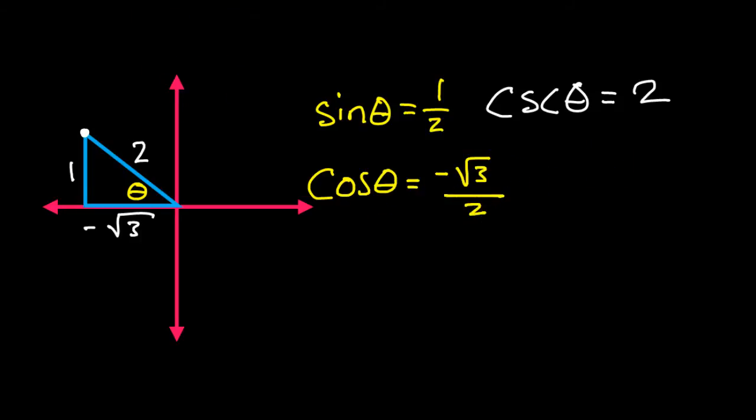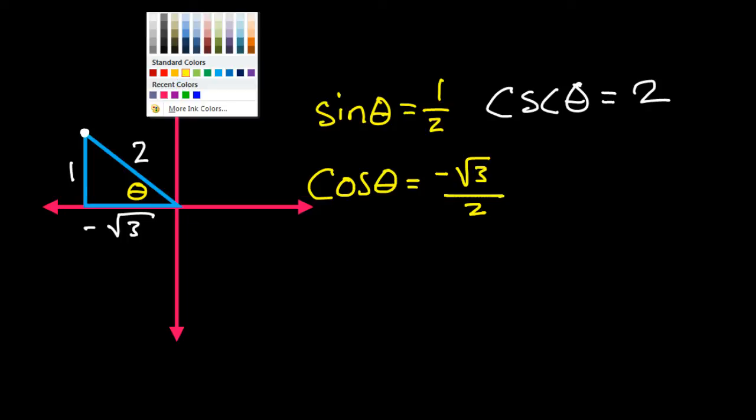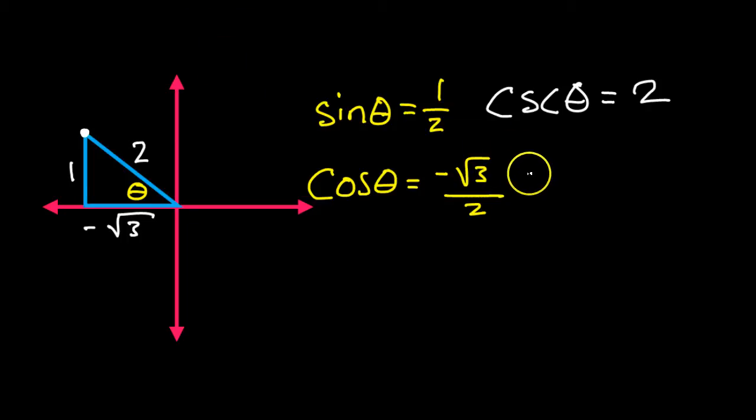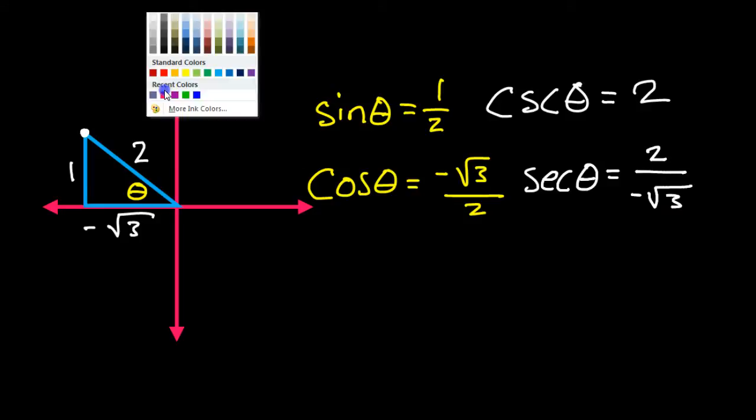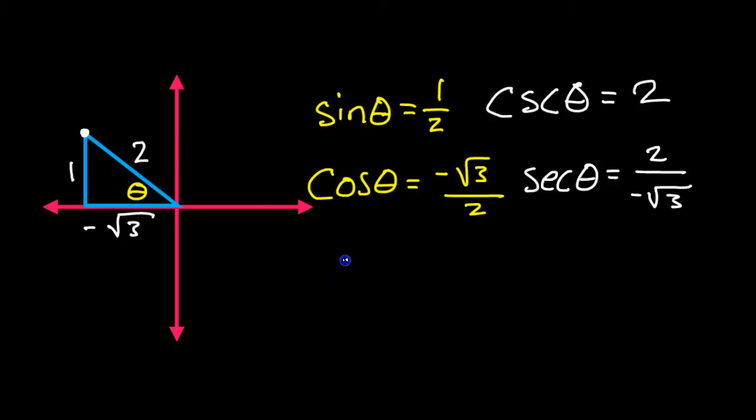Now, the inverse of cosine is the secant function. So I can go ahead and do that. So secant is going to be the reciprocal. Did I say inverse? I meant reciprocal. So that would be 2 over negative radical 3. All right, that just leaves tangent and cotangent.